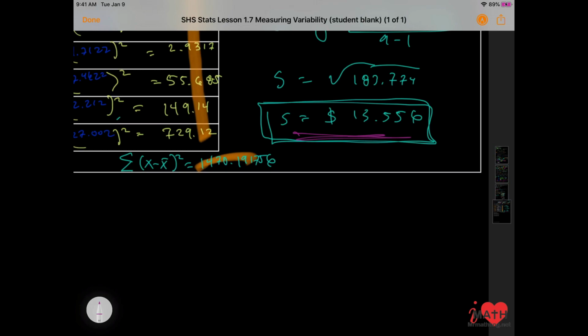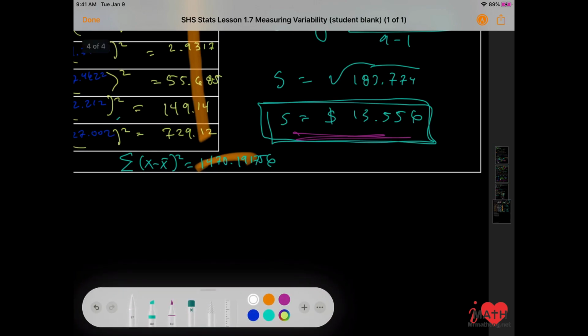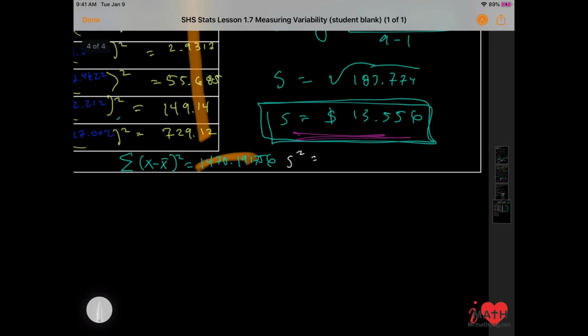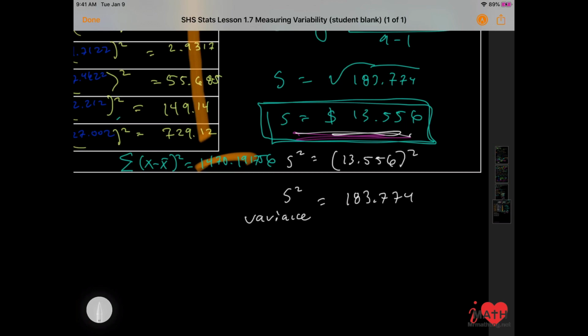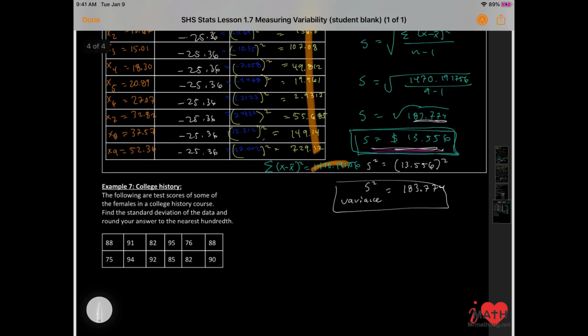How do you get the variance? Variance is just s squared. So if s is equal to this number, if you just square it, you'll get s squared, which is variance. And that number would be, if you think about it, it's already above, 183.774. You see that number right there? So that's how you found standard deviation and variance.